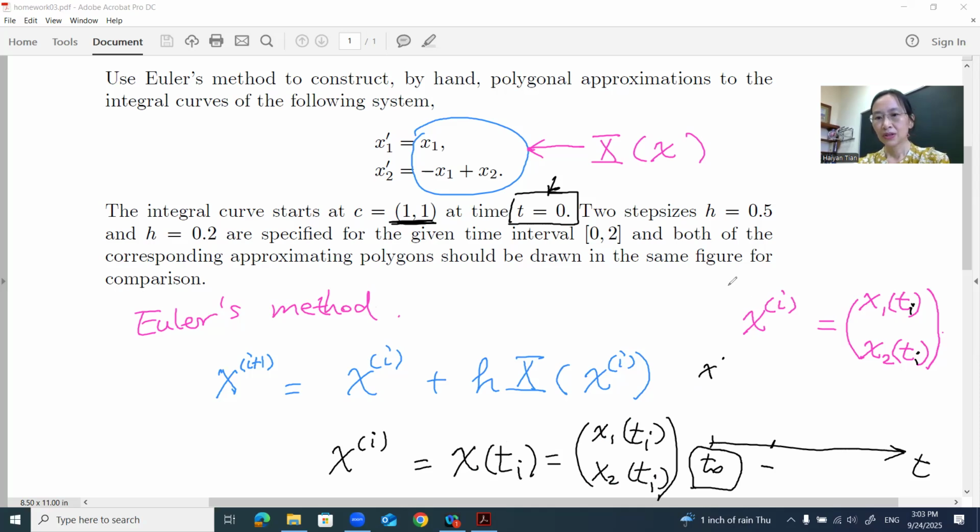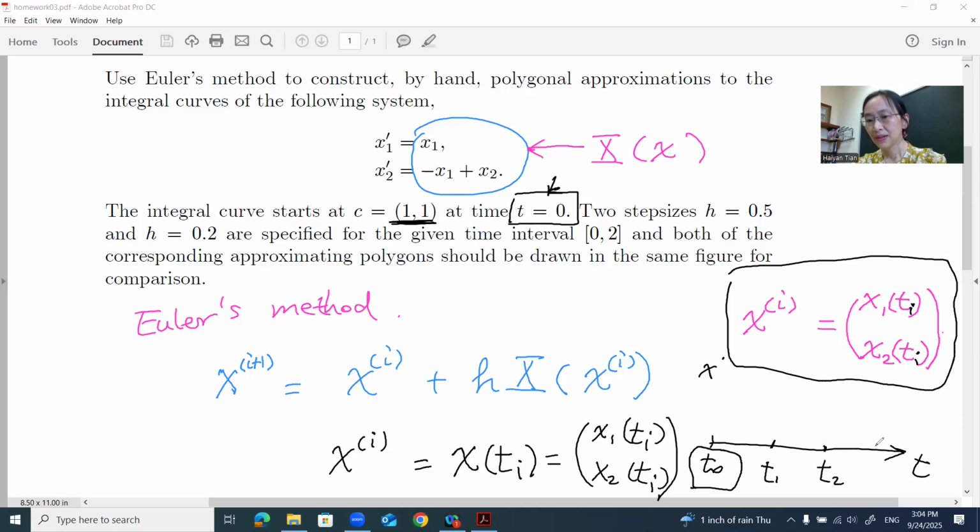So that is this i, means we discretize, you see, from t0 to t1, and t1 to t2. We want to find the solution curve or the solution vector at different times, just like Euler's method will provide an approximate solution at each t sub i. Okay, so now that explains this process, the notations that we use when we apply Euler's method.